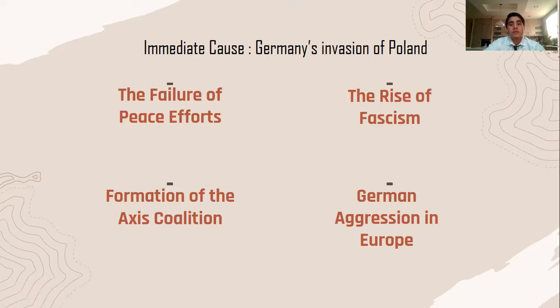Formation of the Axis coalition. Adolf Hitler, the leader of the German National Socialist Nazi party, preached a racist brand of fascism. Hitler promised to overturn the Versailles Treaty and secure additional Lebensraum, living space, for the German people, who he contended deserved more as members of a superior race.